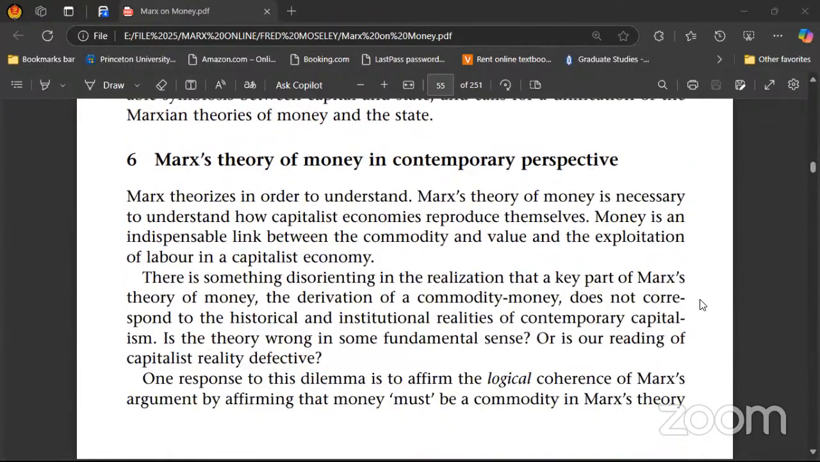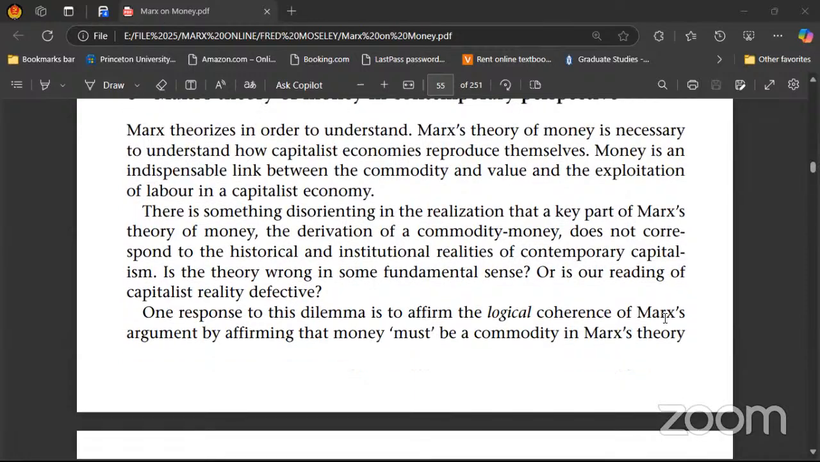Anyway, number 6, Marx's theory of money in contemporary perspective. Marx theorizes in order to understand. Marx's theory of money is necessary to understand how capitalist economies reproduce themselves. Money is an indispensable link between the commodity and value and the exploitation of labor in a capitalist economy. There's something disorienting in the realization that a key part of Marx's theory of money, the derivation of a commodity money, does not correspond to the historical and institutional realities of contemporary capitalism. So is the theory wrong in some fundamental sense, or is our reading of capitalist reality defective?